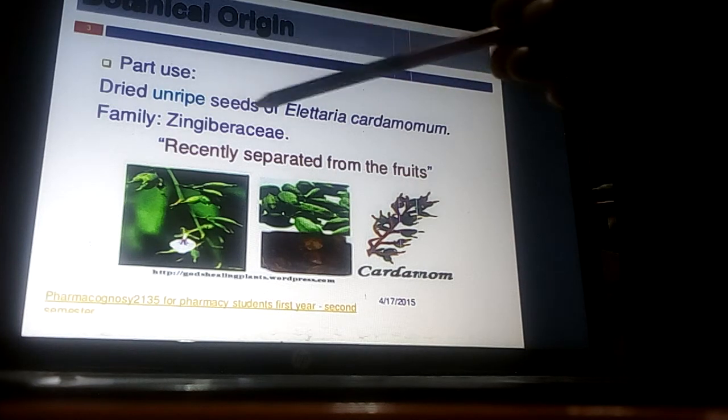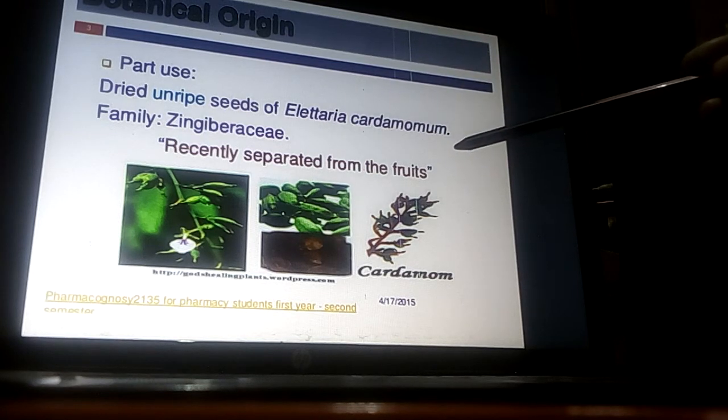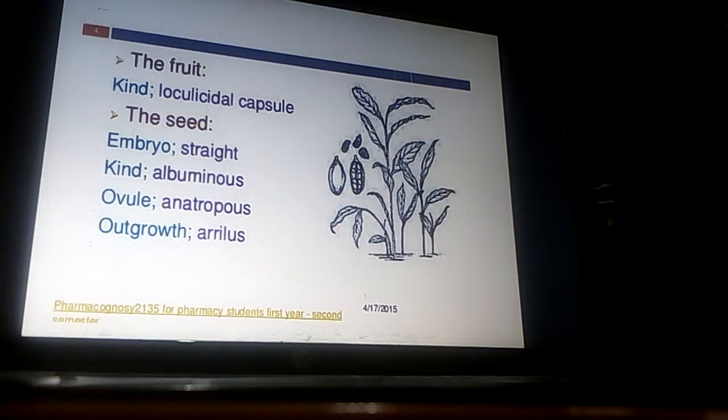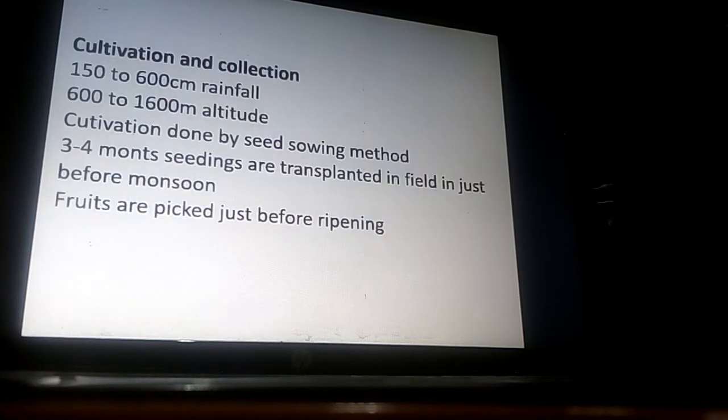So what is the botanical name of cardamom? Elettaria cardamomum, and the family is Zingiberaceae. Again, the image of the plant is given, and the fruit is in the form of a capsule. The embryo is straight, albuminous, and the ovules are anatropous. The outgrowth is known as arillus. Arillus is the outgrowth of the fruit.